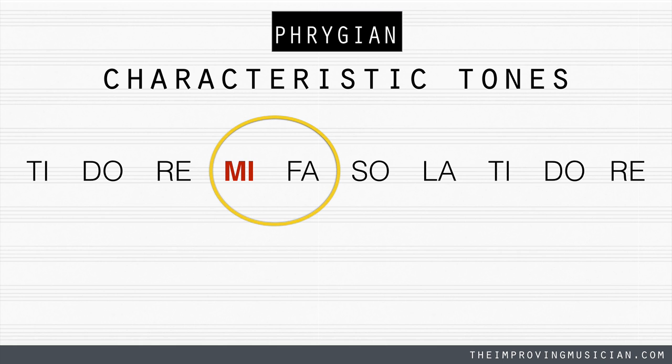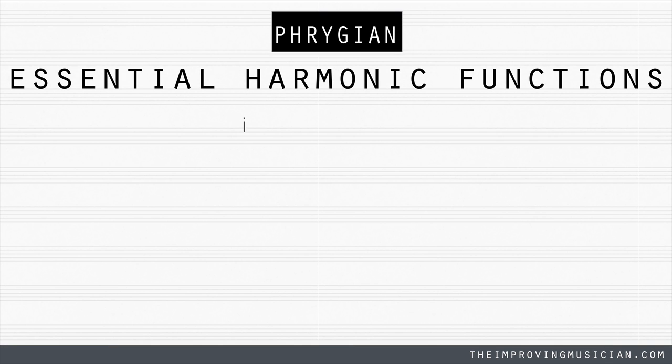And our essential harmonic functions are 1, a minor 1. We have a minor 7, a major 2, and a minor 4.